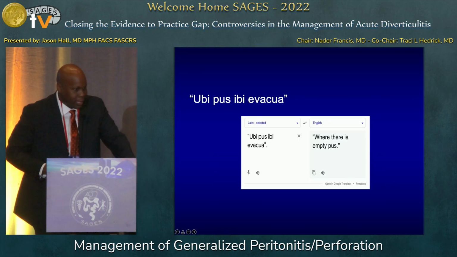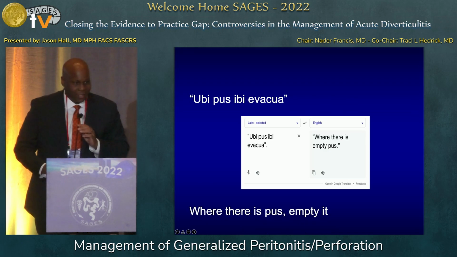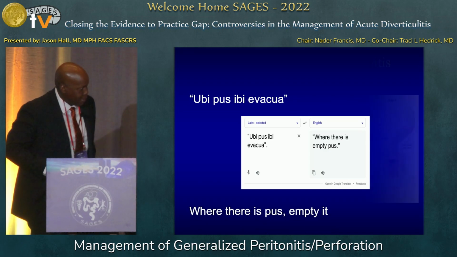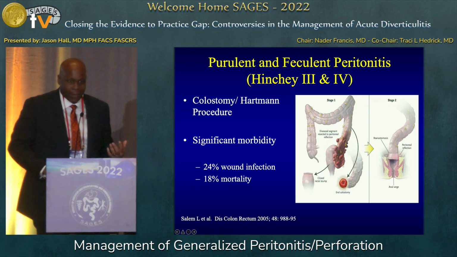Ubi pus ibi evacua. So I asked Google Translate what that means, and it got it wrong. It said, where there is pus, empty pus. Really, the translation is, where there is pus, empty it, right? So we clean it out. The question is, what do you do after that, right?